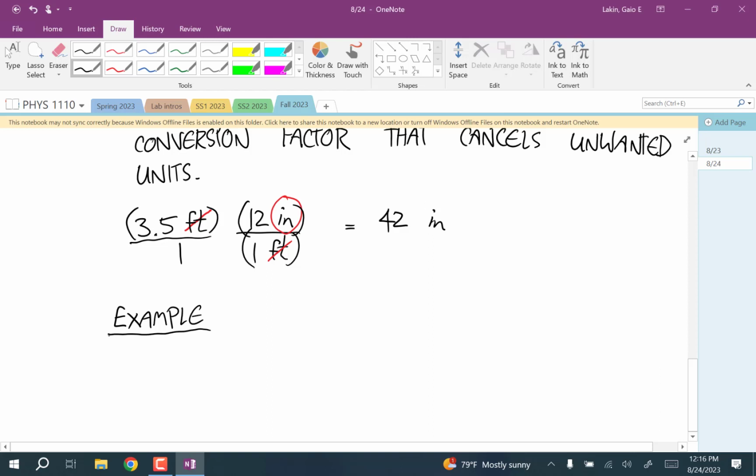Where we go, so let's say we want to express 38,640 yards per minute squared in units of meters per second squared.